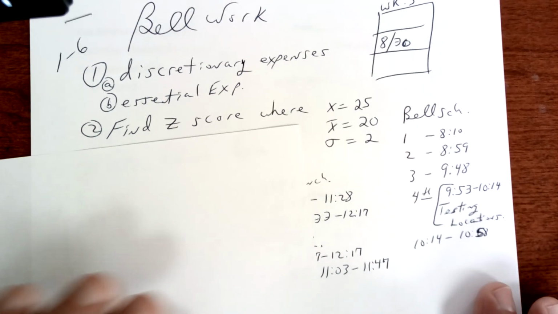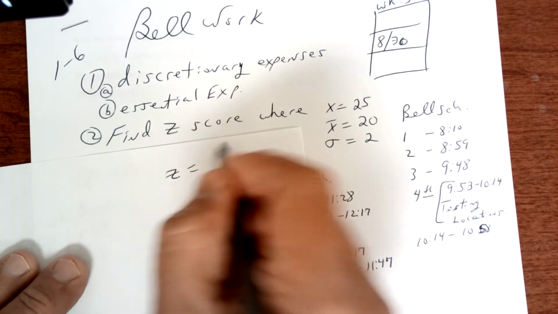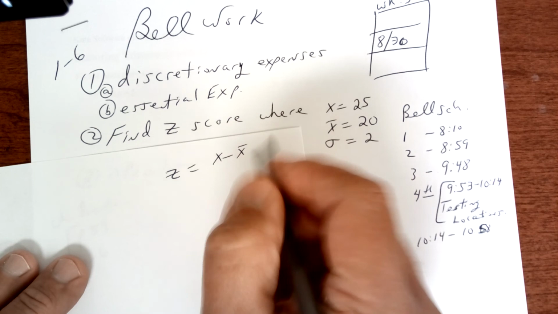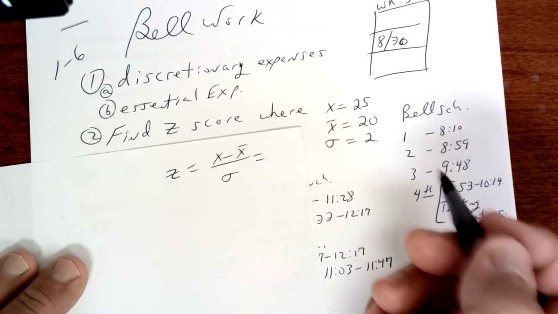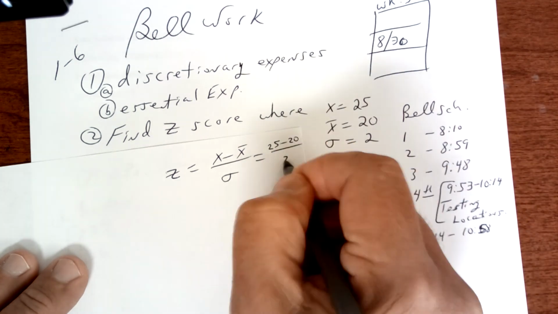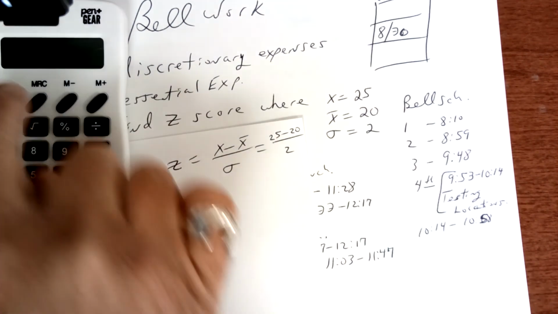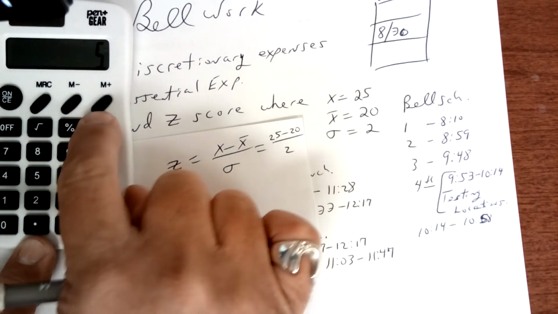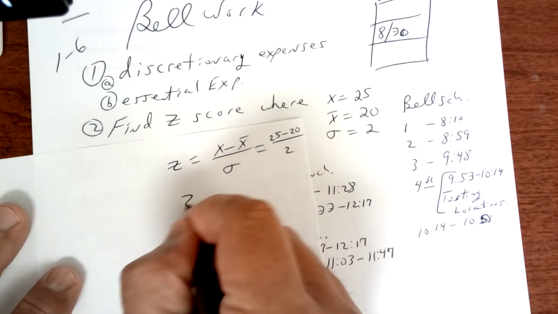Well, the formula here is z-score equals x minus the average divided by rho. So x here is 25 minus the average divided by rho. So that looks like 5 divided by 2. When I do that, I get 2.5. So the z-score is 2.5.